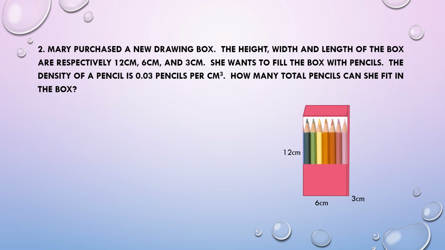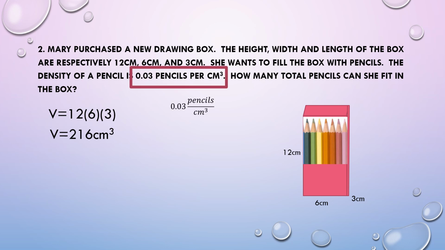So we have to start with figuring out the volume. Because this is a rectangular prism, I'm going to do area of the base, which is 12 times 6, times the height, which is 3. And also by now you've caught on that with a rectangular prism, it's the same as length times width times height if you want to think of it like that. So that's 216 centimeters cubed. Notice my centimeters cubed match the units in my density statement. So it says the density of a pencil is 300 pencils per cubic centimeter. That's a good thing. We always want those things to match.